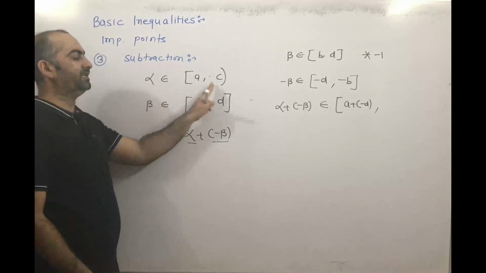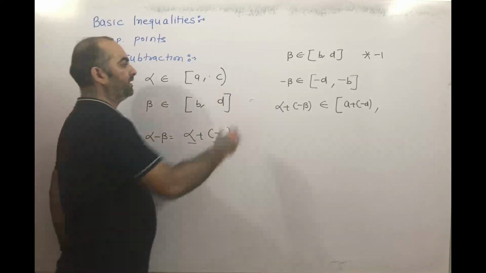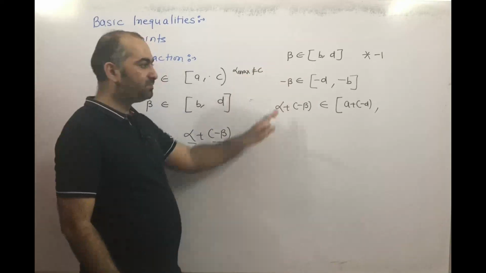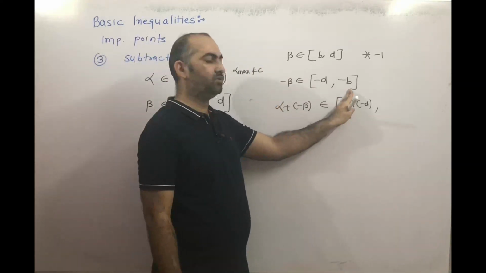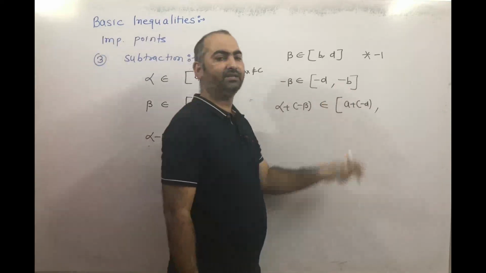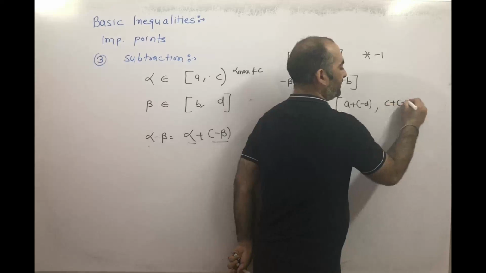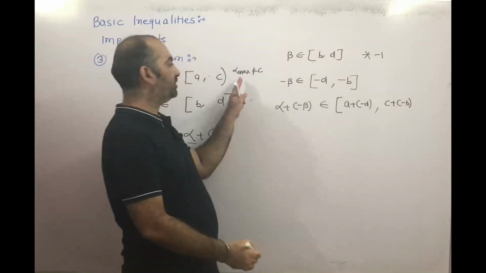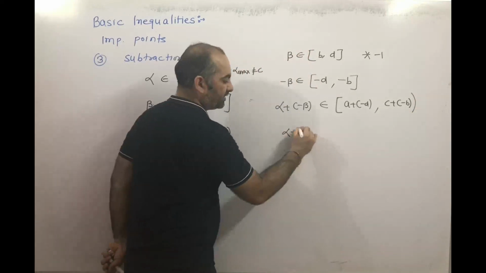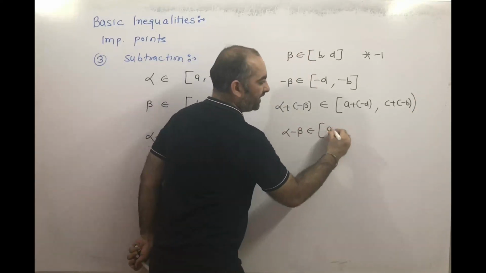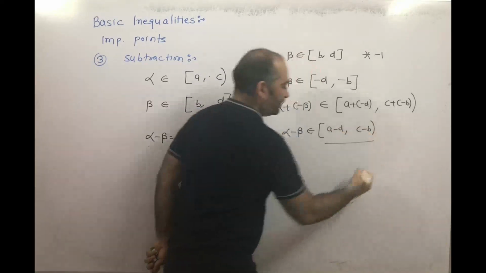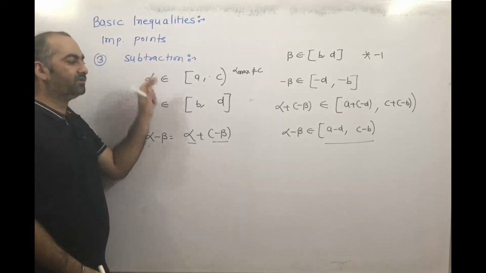Alpha max is c, but alpha is not equal to c. Minus beta max is minus b. This is included, but alpha max is not included. So the maximum will be c plus minus b, and this is not included. So alpha minus beta belongs to the interval closed a minus d to c minus b open. Whenever we want subtraction, we have to follow this.